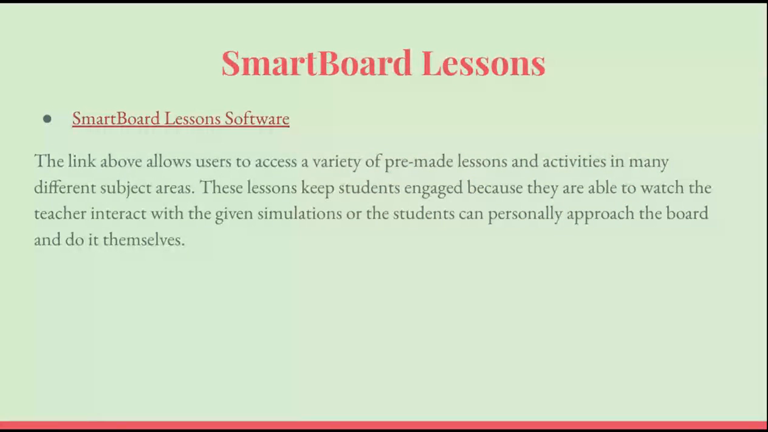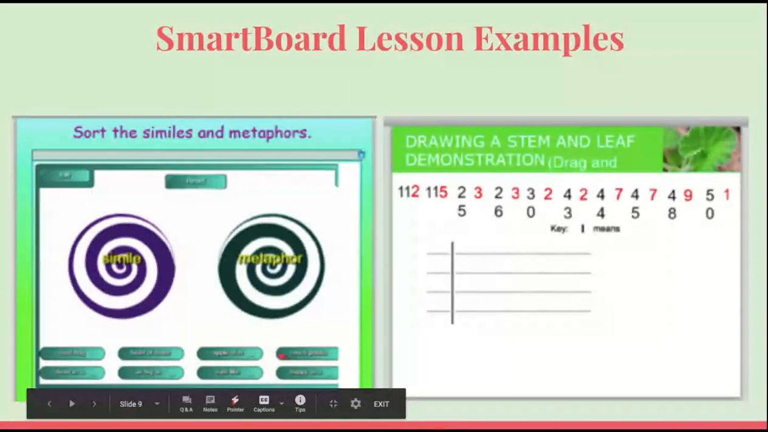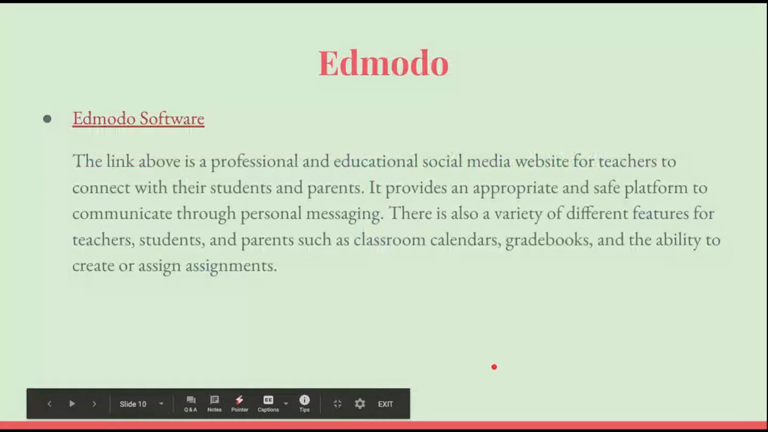So the technology tools I chose to solve the problem were Smartboard Lessons, Edmodo, and of course Google Jamboard. Smartboard Lessons keep students engaged because they can watch the teacher interact with the simulations, or students can personally approach the board and do it themselves. Here's a few examples. Over here, a student would grab a term and move it to the correct category, and then over here, the students would complete the stem and leaf plot.